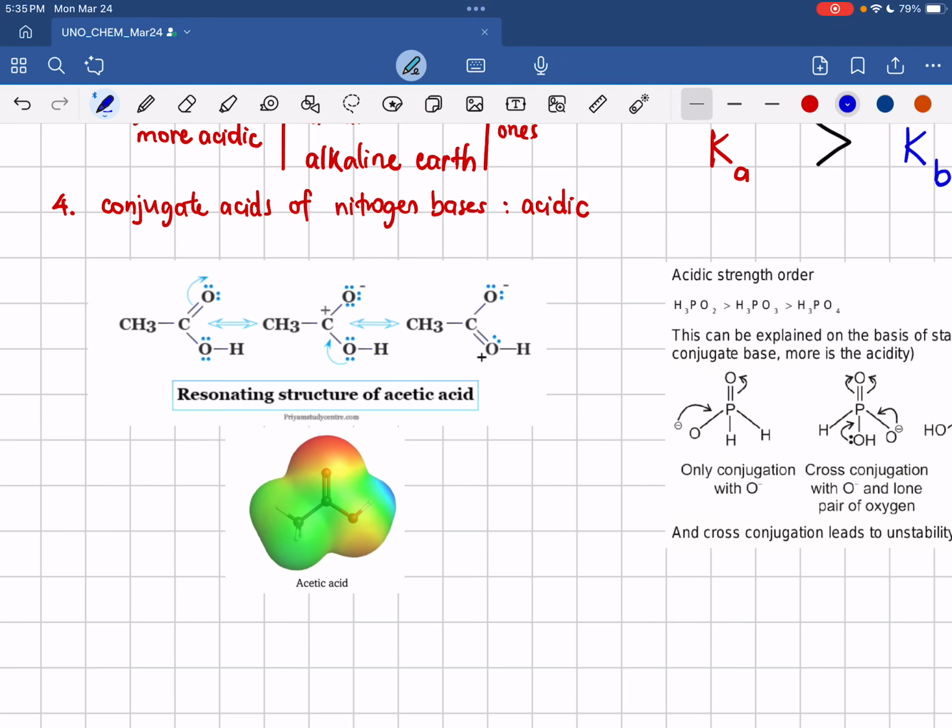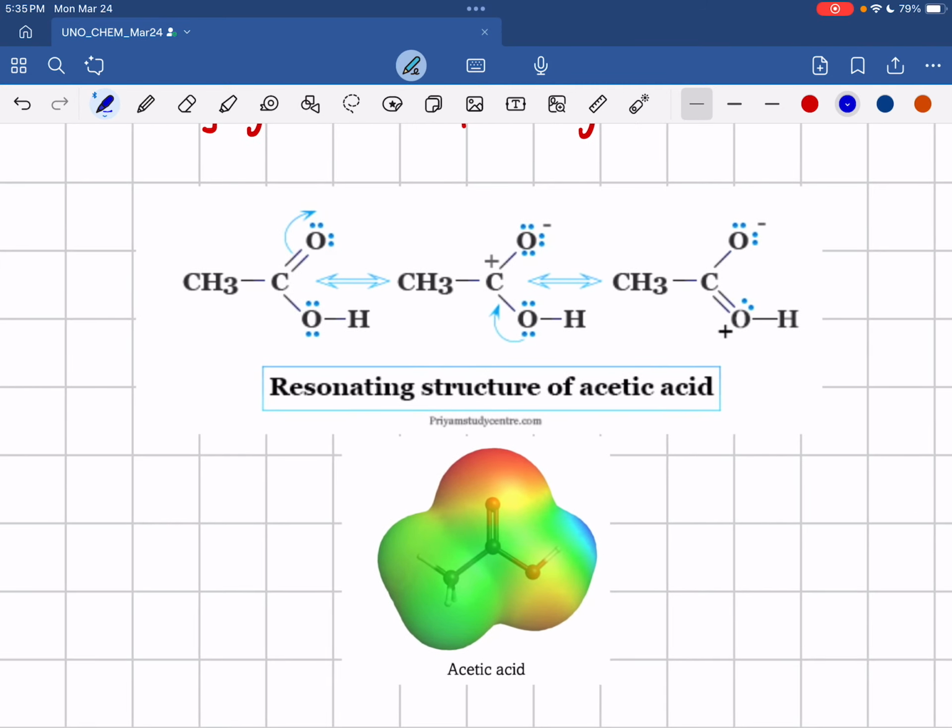CH₃COOH. I have a structure here. You can see that the first C is bonded with 3 hydrogen atoms, and it bonds with another C. The second C has a double bond with an oxygen, and it bonds with another oxygen. That oxygen also has a bond with the last hydrogen. From the name, it's acetic acid. Okay, so it's an acid, and actually it's a weak acid. It's an organic weak acid.